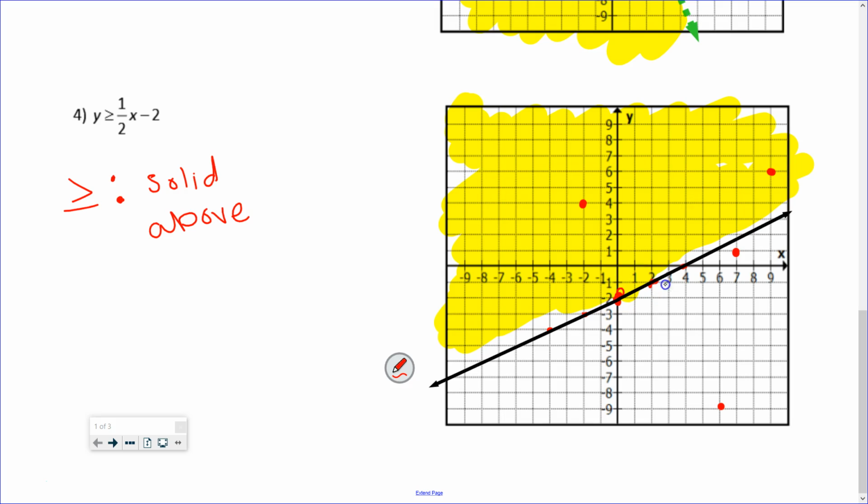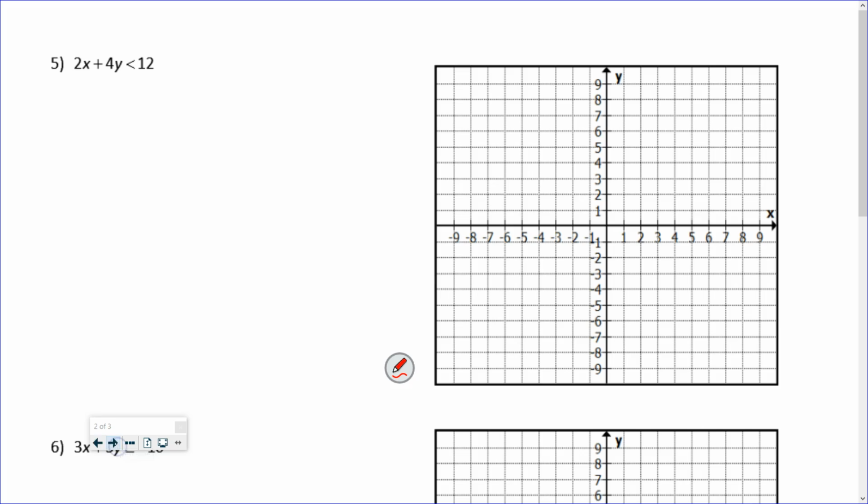What if I asked about the point, how about our y-intercept? How about 0, -2? Is this a solution? Yes. How come this time it is? It's on the line and the line is solid. There we go. Good. Still feel okay? All right. How about the origin? 0, 0. Yes. Good. All right. Next.